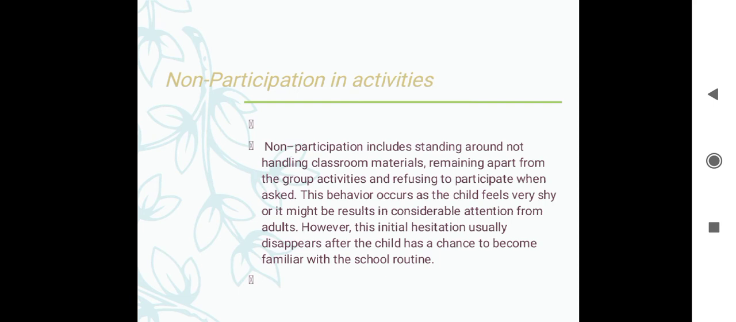Okay, let us discuss in more detail, one by one, each different type of non-participation in social activities. Non-participation includes standing around and not handling classroom materials, remaining apart from the group activities, and refusing to participate when asked.